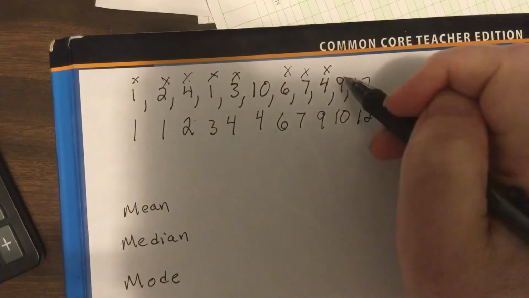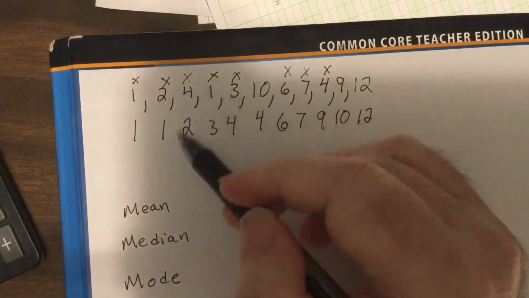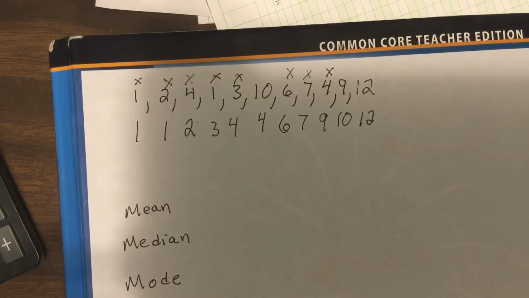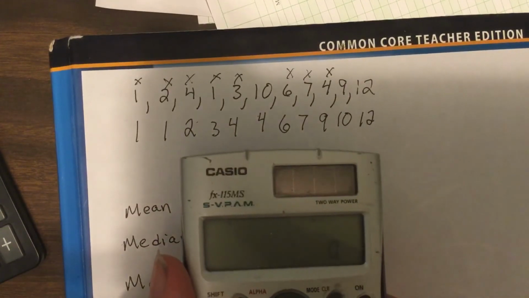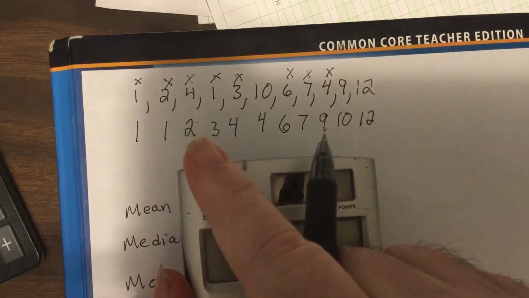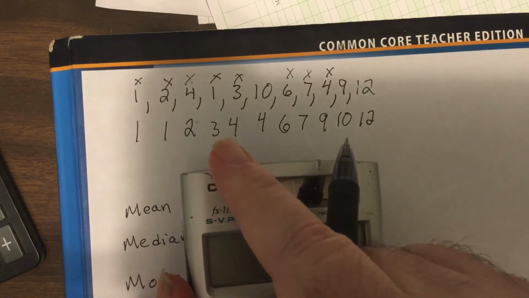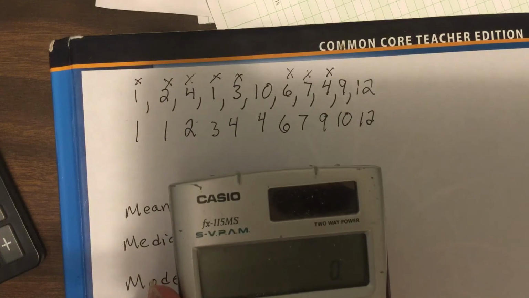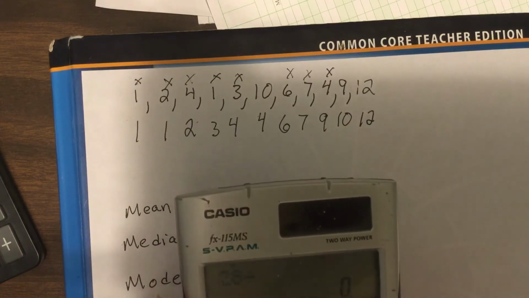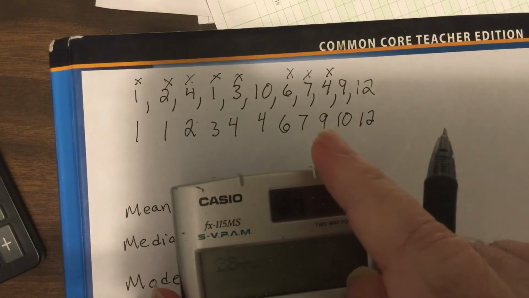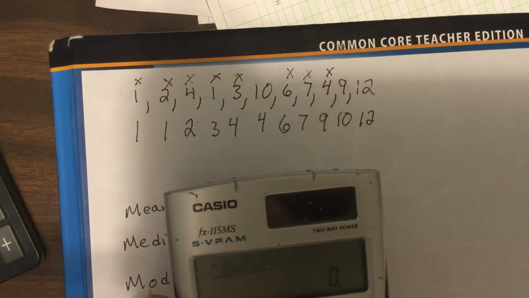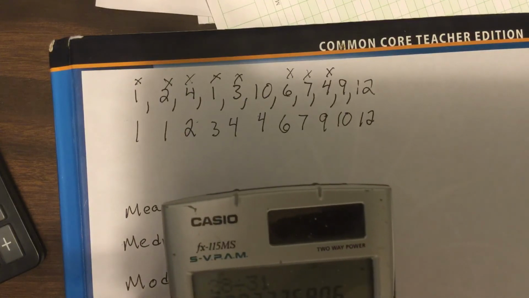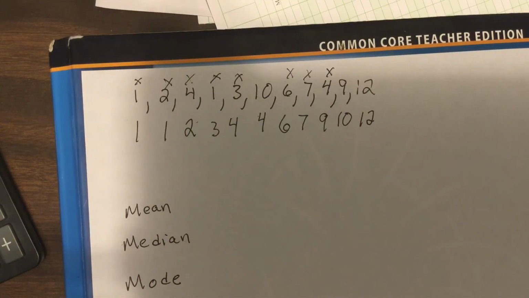Now notice, since I put them right below each other so they lined up, I must have used all the numbers. I didn't make any dumb mistakes. So now I'm going to add them up. 1 plus 1 is 2, plus 2 is 4, plus 3 is 7, that's 11, 15, 21, 28. Oops, plus 9, 37. And then 10 is 47, plus 12 is 59.